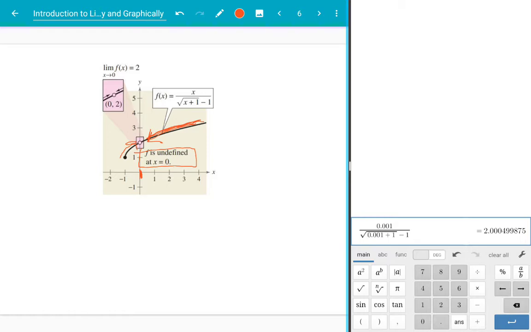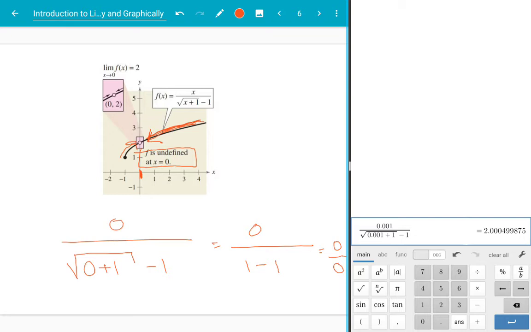Okay, in this function, there is a hole, right? The reason why there is a hole is if I substitute 0 into the function, which is the value we're looking towards, what happens here? I get 0 over 1 minus 1. And that's 0 over 0, which is an indeterminate form, okay, which is undefined. The function is undefined at this particular point. So therefore, that function does not exist at this point.